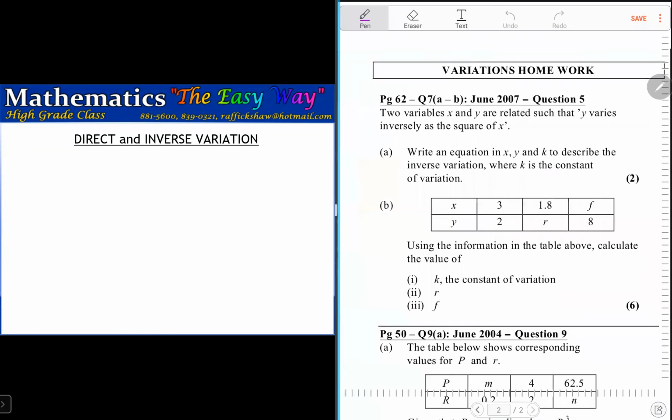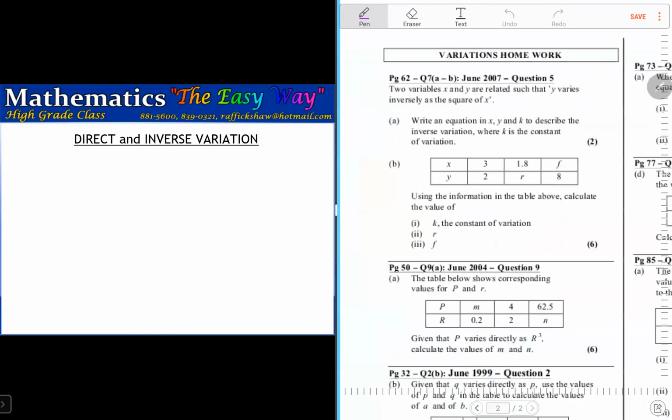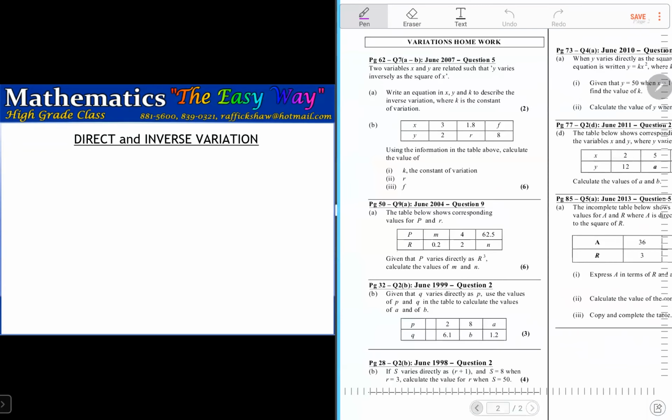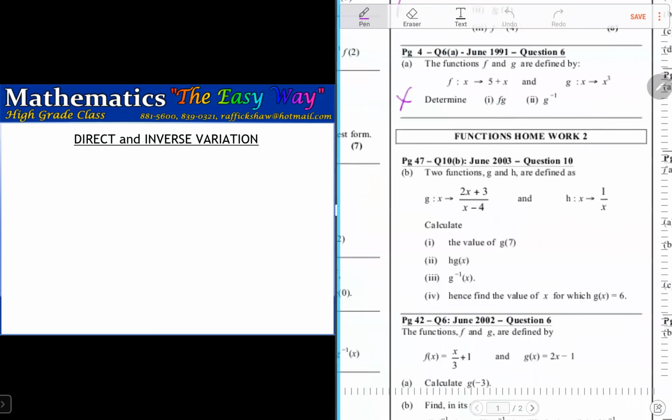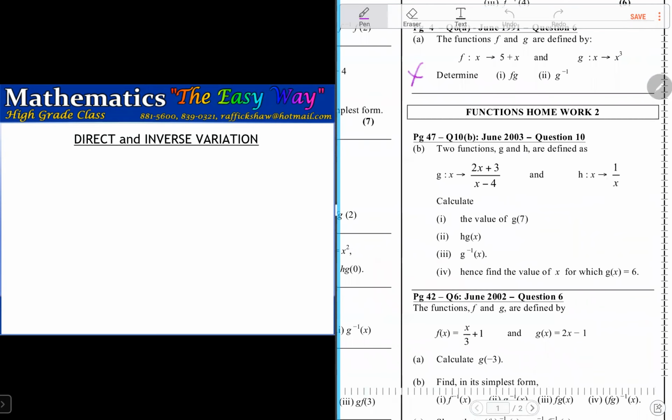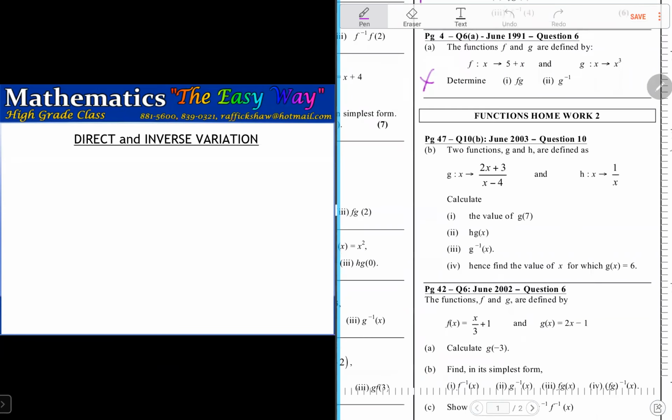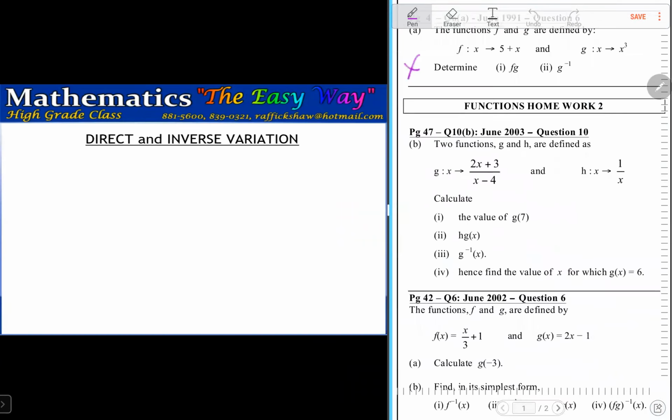So these are some of the questions from yesterday. I'm just going to pick a few of them and do them to get a chance to practice what we did yesterday, and then I'll move on to the variations. Let me decide which one we're doing.